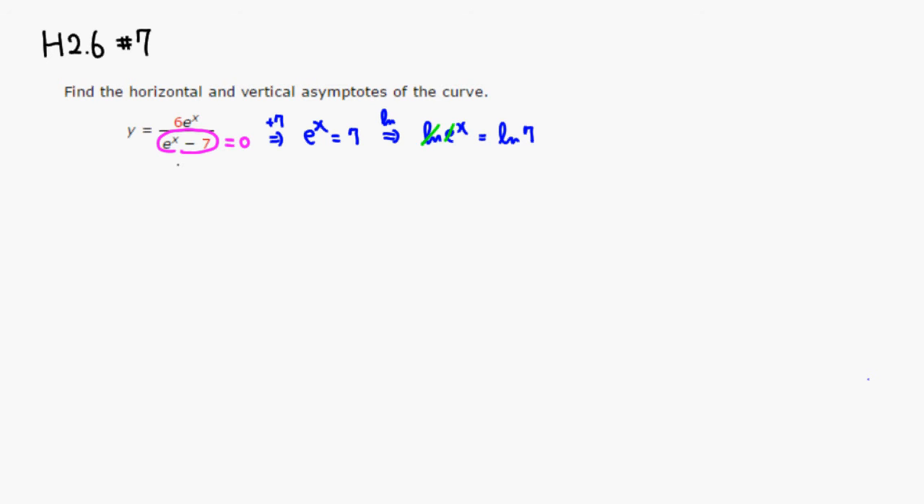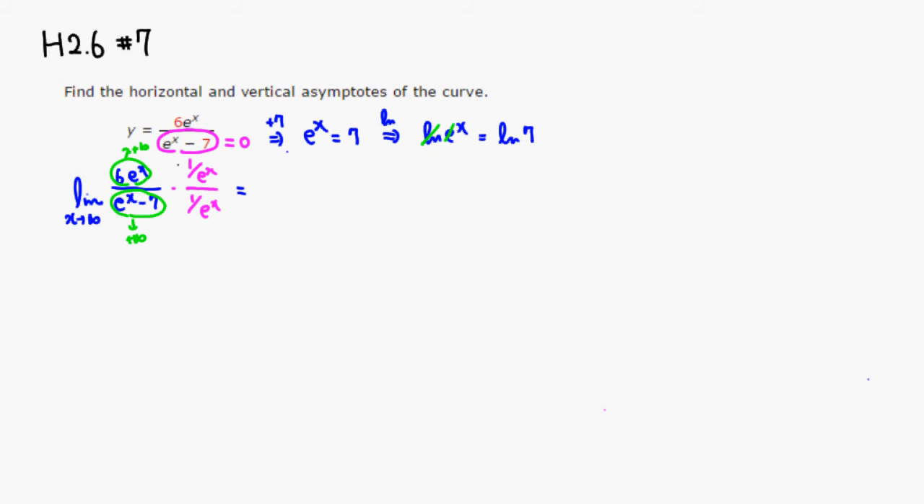Now let's do the limit. We take the limit of this function, 6e^x over e^x minus 7, as x approaches positive infinity. If you plug in, you will see that the numerator and denominator both go to positive infinity. So we're going to divide top and bottom by, say, e^x. We have to do the same thing to the top and bottom.